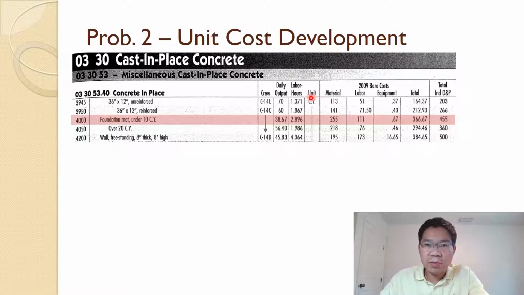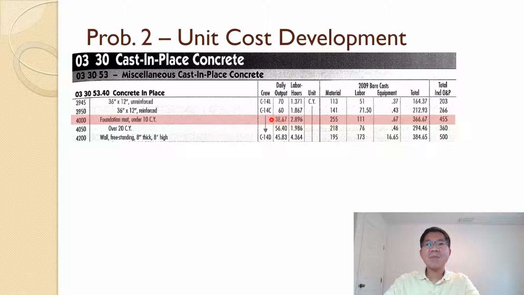So look at the unit, look at the number. Total including overhead and profit. O and P stand for overhead and profit. So it means this column is direct cost plus indirect cost, something we just talked about a minute earlier. Then we have $455 per cubic yard. So that is the unit.